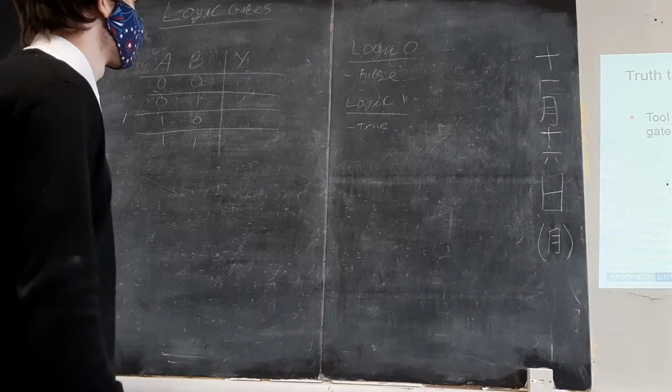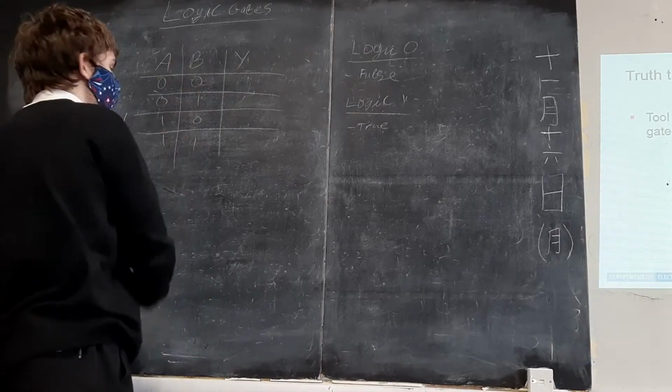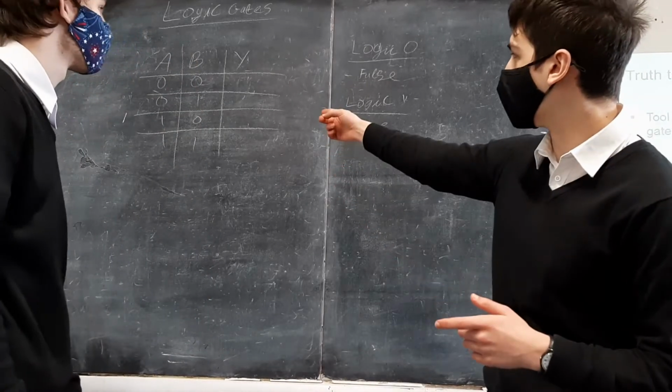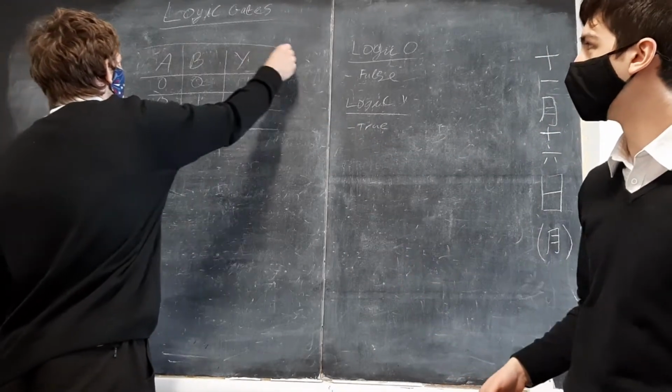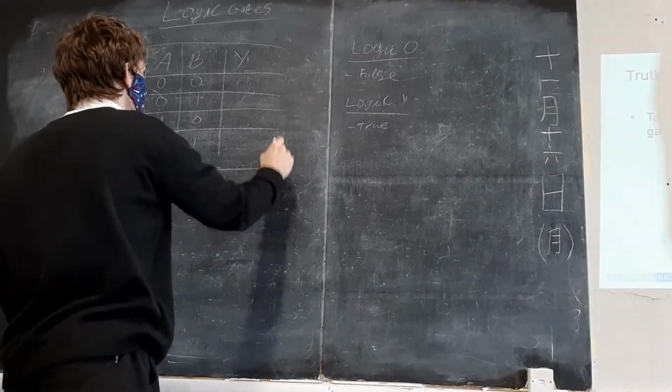Yeah, maybe you should show the camera that. They always have to be written in this order when you're putting it into a Karnaugh map or something. Otherwise it doesn't work, because that's how it works.